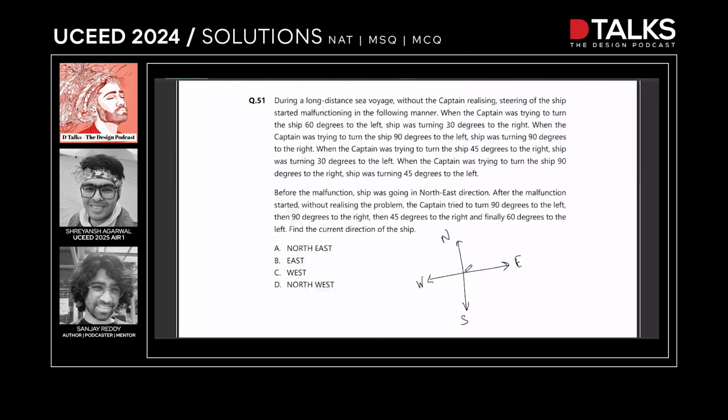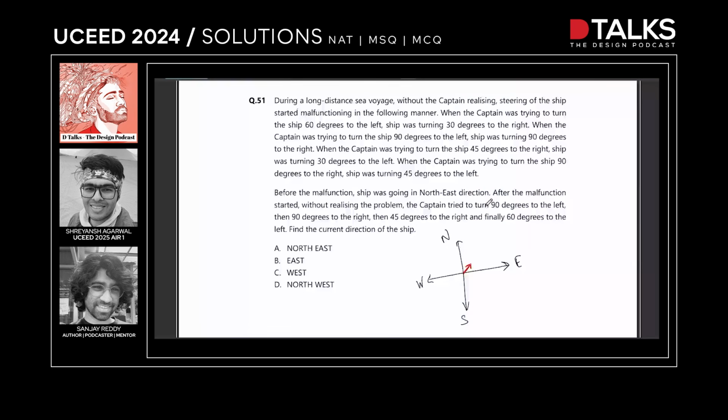After the malfunction started, without realizing the problem, the captain tried to turn 90 degrees to the left, then 90 degrees to the right, then 45 degrees to the right, and finally 60 degrees to the left. Find the current direction of the ship. Okay, so a lot of words, not as hard as it looks. These are cardinal directions, northeast, southwest, and it says that at the start it was in the northeast direction.